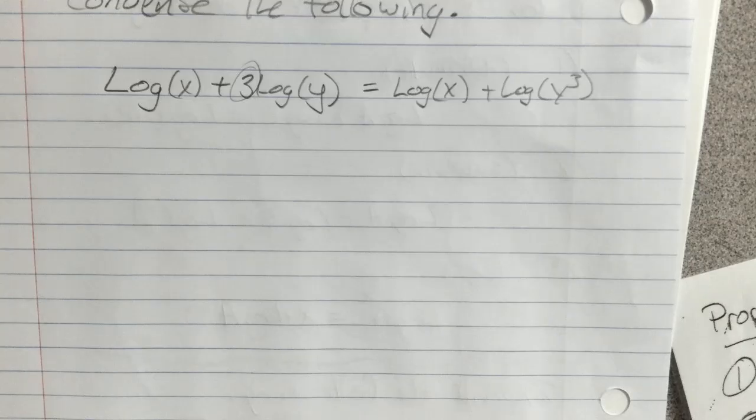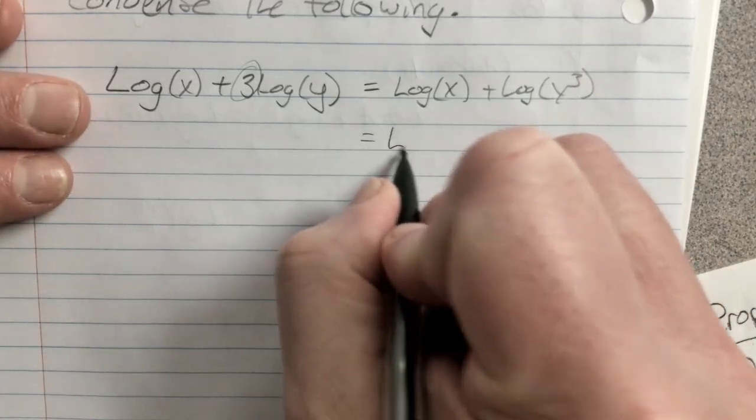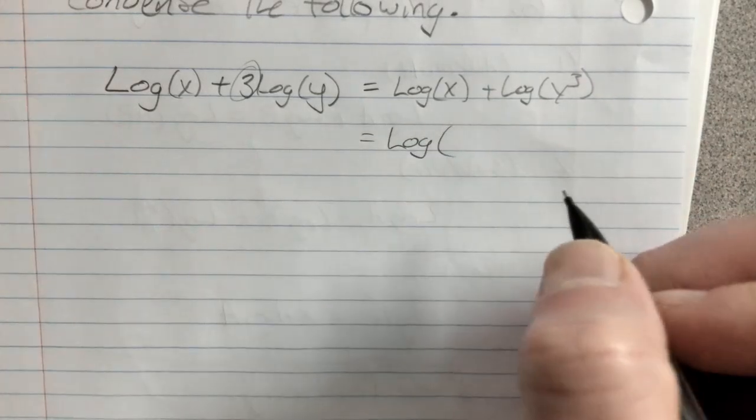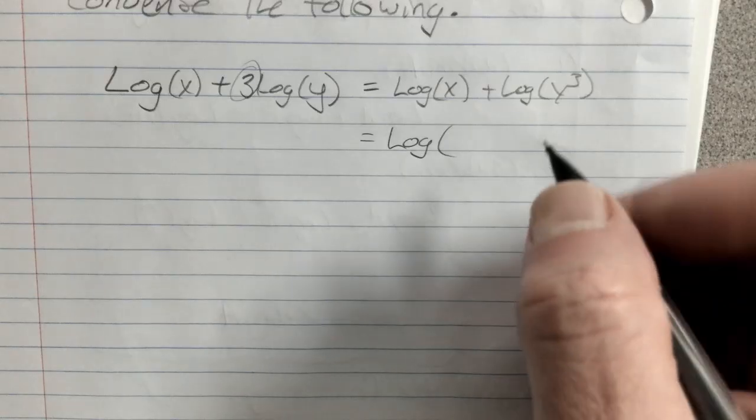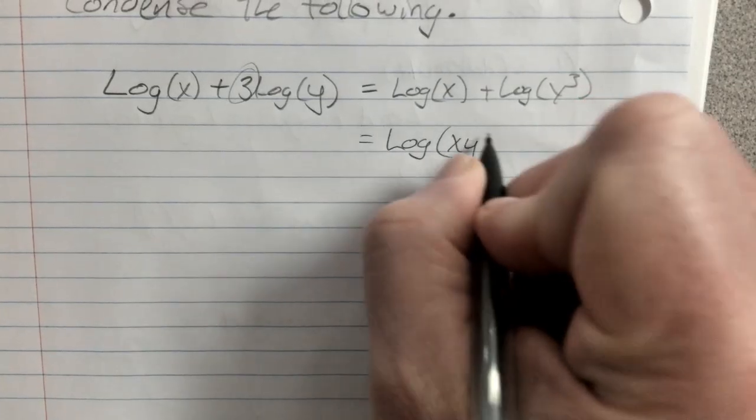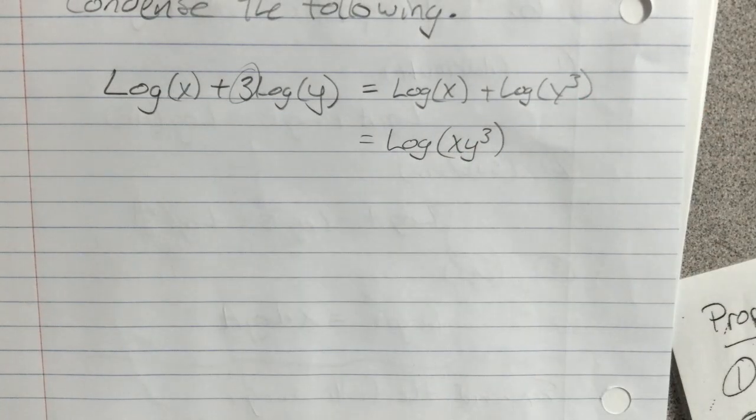All right, now we can handle the addition, multiplication, to get down into one final log base 10. What's going to be my argument now? X times y to the third. That's exactly right. Or xy to the third.